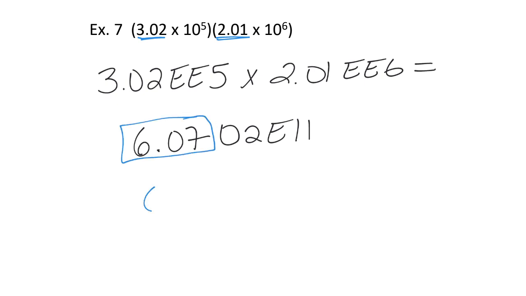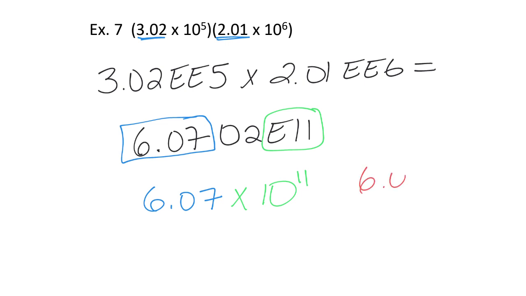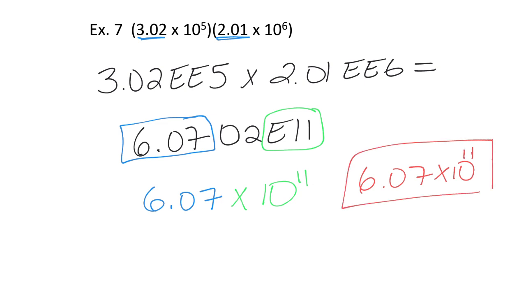So I'm going to write down 6.07. Now, this is times 10 to the 11th. So my full answer is 6.07 times 10 to the 11th. Okay? That's how you do these.